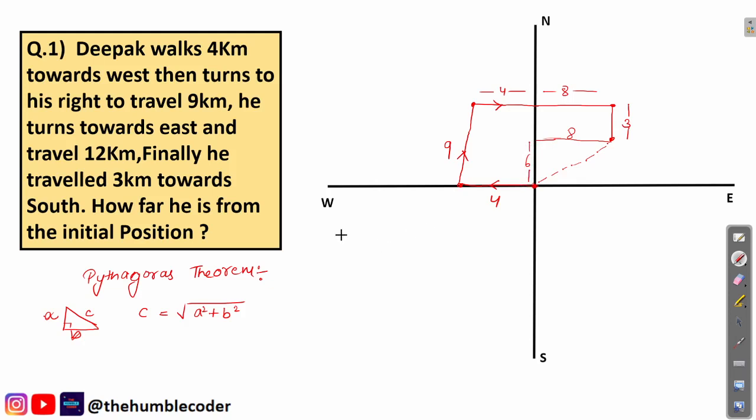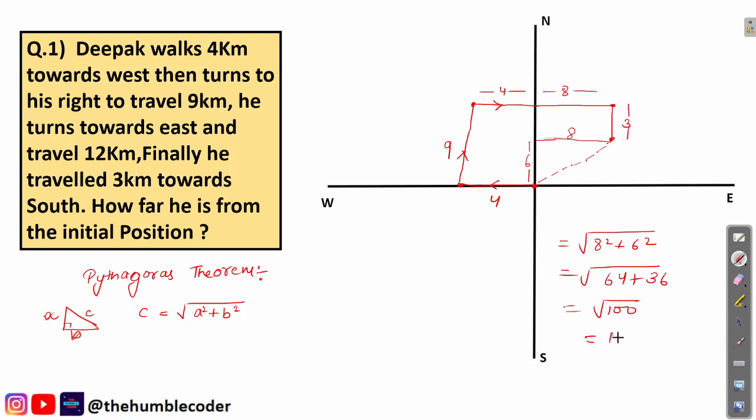Now we need to find out the value for this one. So we will apply the formula. The formula will be 8 square plus 6 square. So 8 square will be 64 and 6 square will be 36. So this is going to be 100.